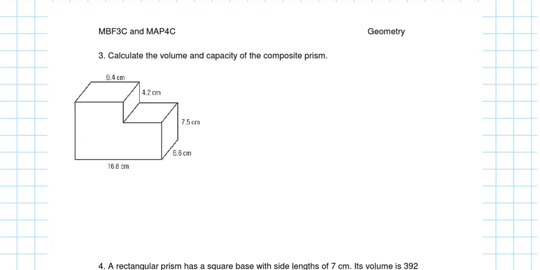How about a shape like this? How would you calculate the volume of such a composite shape? Split it into two rectangular prisms. Cut it from the top, or you can cut it from the bottom. Doesn't matter. Right? And then what do I do after that?